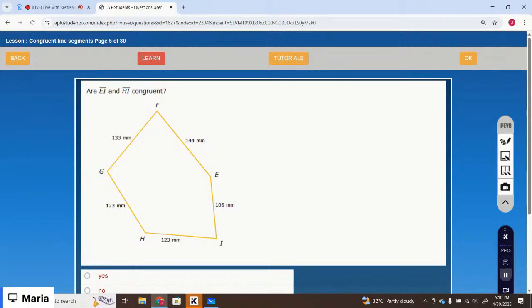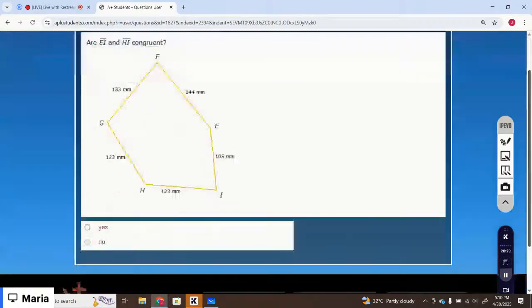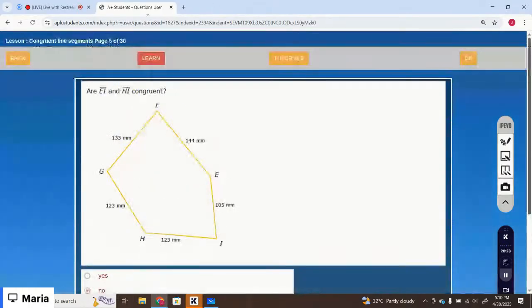Are EI and HI congruent? EI and HI. No, they are not congruent. Okay, you can complete the lesson by yourself later today. Let me just move on to the next lesson.